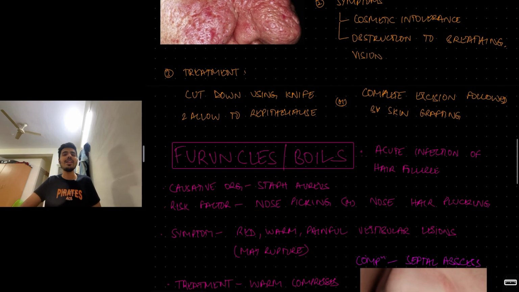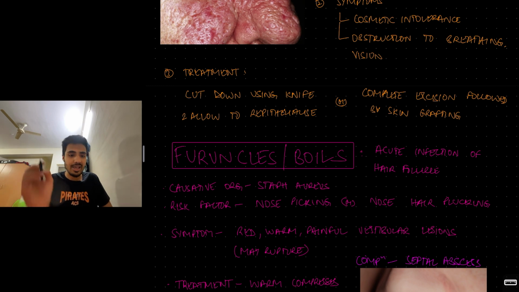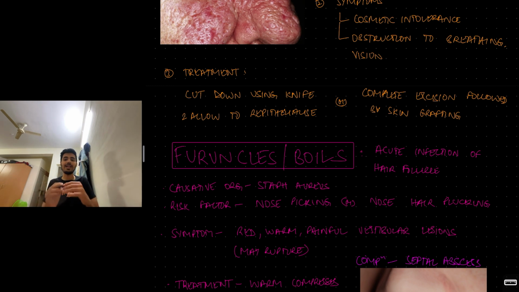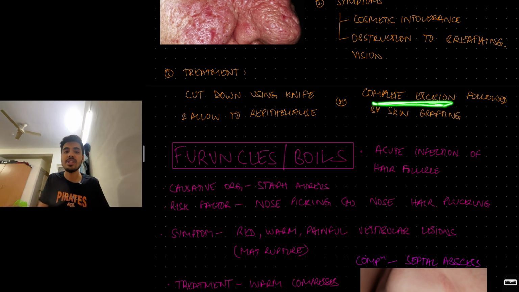Treatment, you can either cut it down using a sharp knife or some lasers or something like that. You can cut it down and then you can allow it to re-epithelialize. You just allow the skin to heal again. Or you can completely excise, complete excision, and then follow it up with skin grafting. That is another method of treatment.